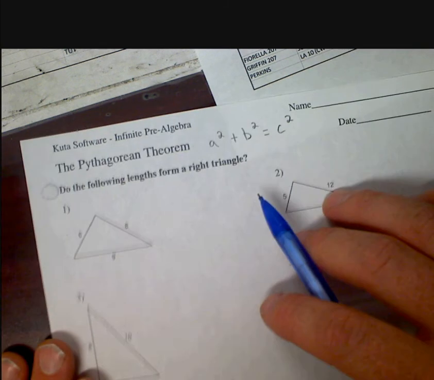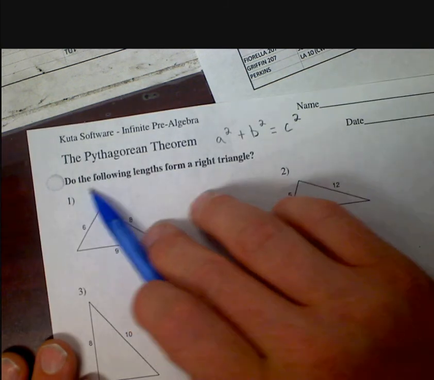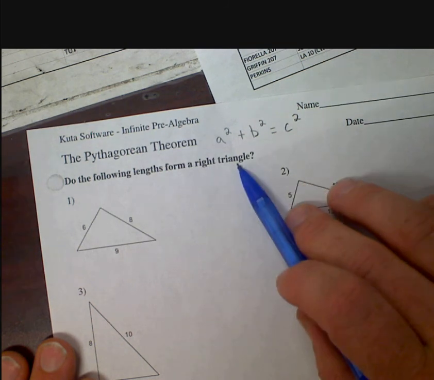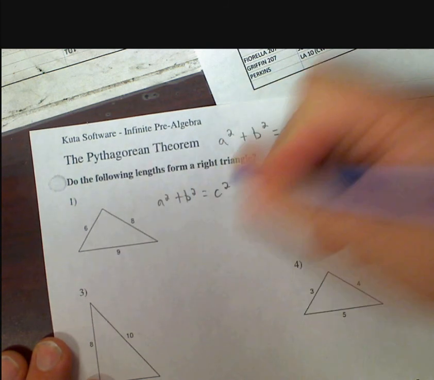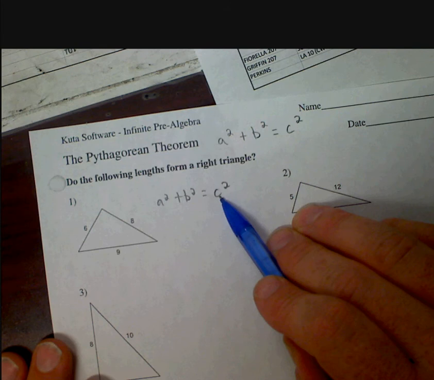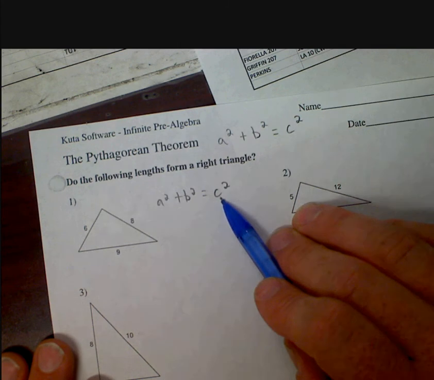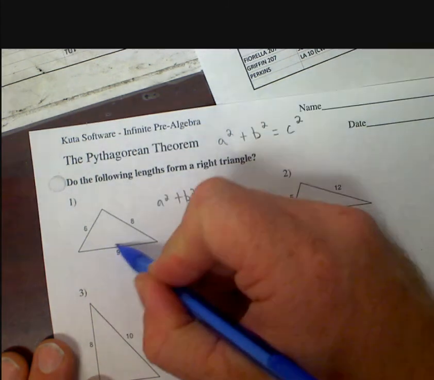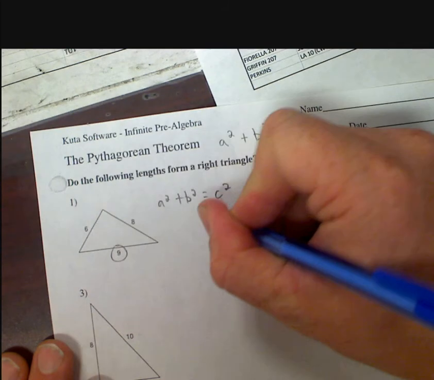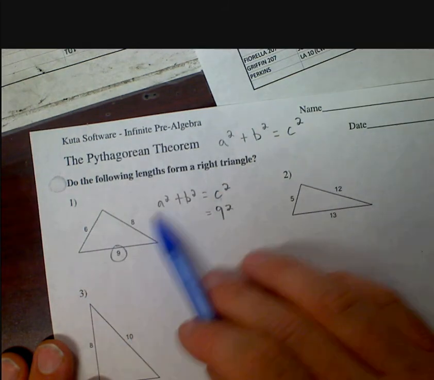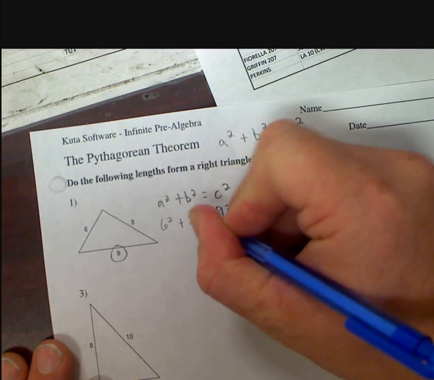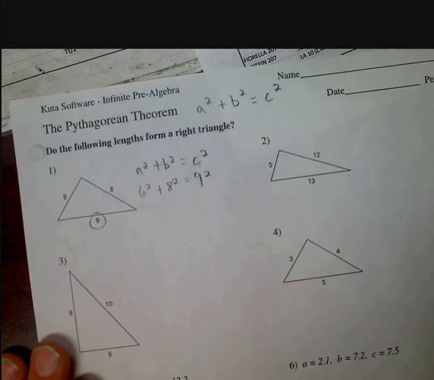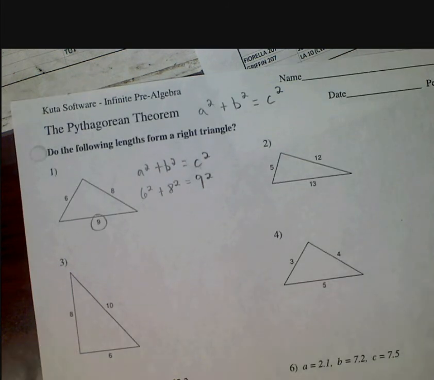So let's go ahead at number 1. It says, do the following lengths form a right triangle. So we have a squared plus b squared equals c squared. The first thing I need you to know is the c has to be the longest side, which is called the hypotenuse. The longest side on this triangle is 9. So the c has to be 9 squared, and then the 6 or the 8 could be a or b, it doesn't matter. So we'll make 6 squared plus 8 squared. So if this is a right triangle, then this will be true.